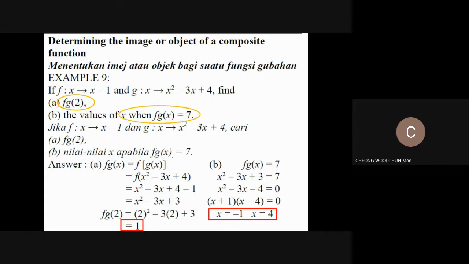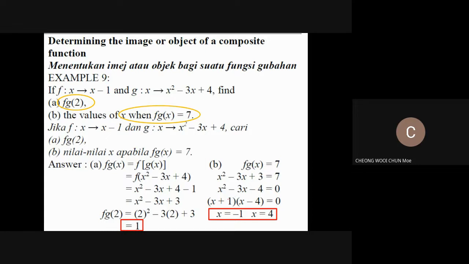fg(x) equal to 7. So fg(x) is given, and we already found the formula, equal to 7. Then from here, we can find the value of x. So x squared minus 3x plus 3 equal to 7. 7 bring over becomes minus 7. Minus 7 plus 3, you get negative 4. So x squared minus 3x minus 4 equal to 0.